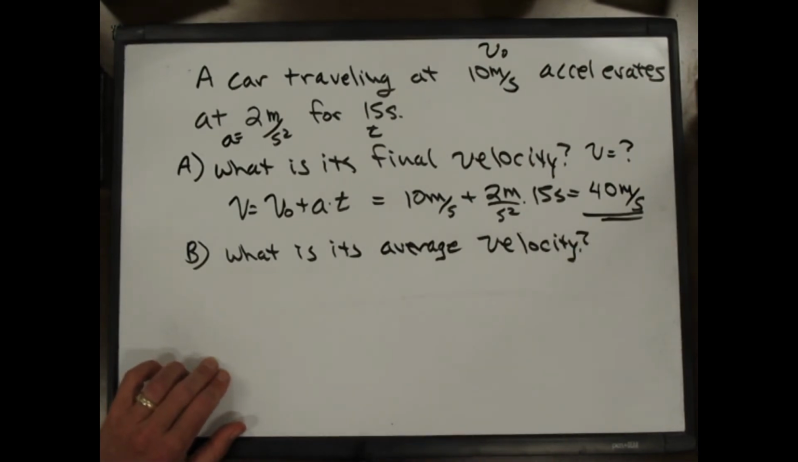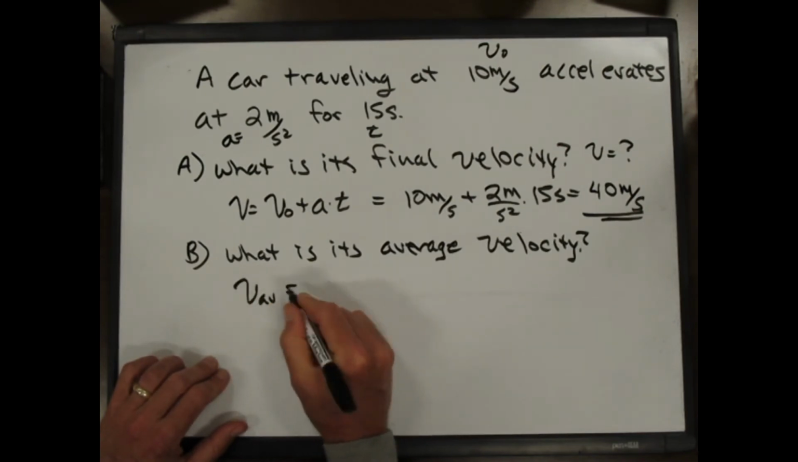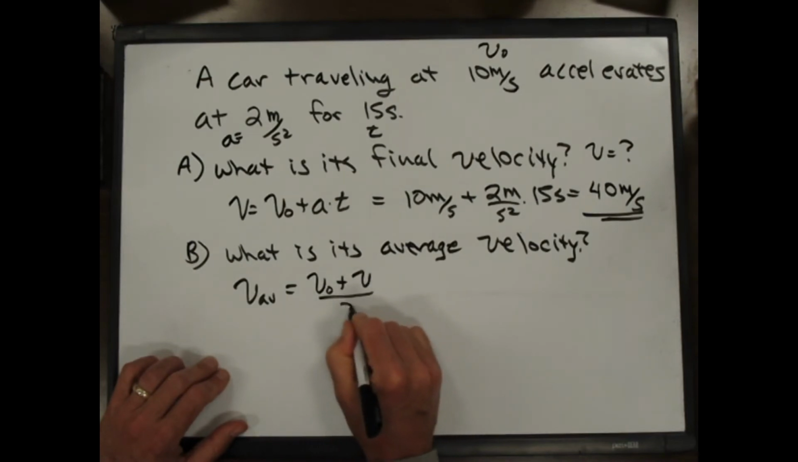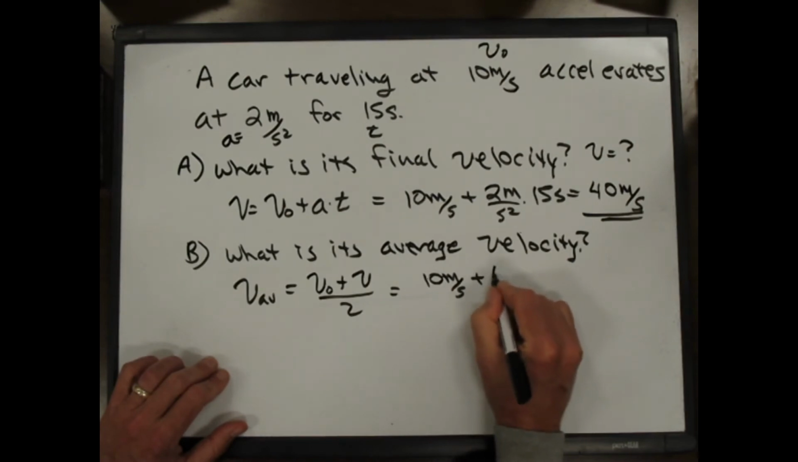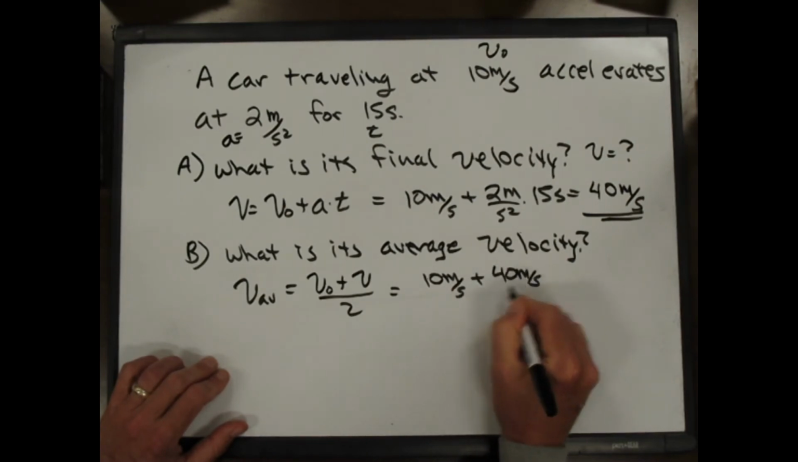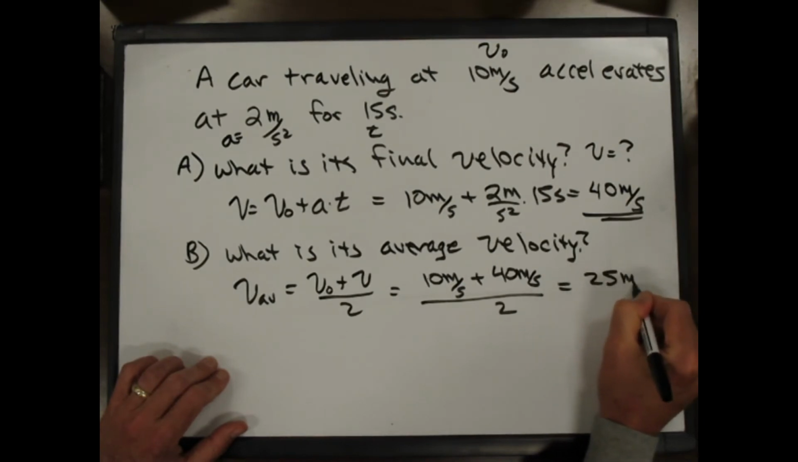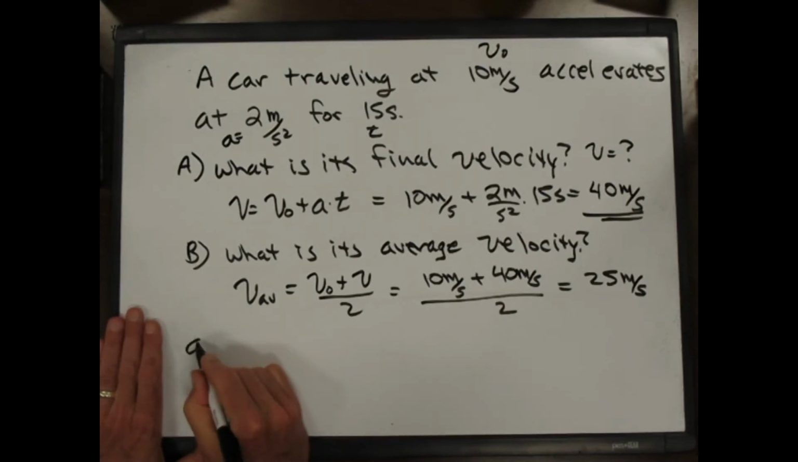Then I can ask, what is its average velocity? And so we can use that formula that we came up with on the last slide, which says the average velocity is the initial velocity plus the final velocity divided by 2, which is 10 meters per second plus 40 meters per second divided by 2, which is 25 meters per second. That's its average velocity.